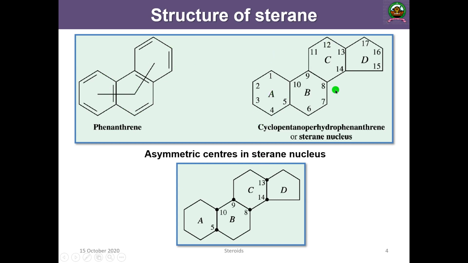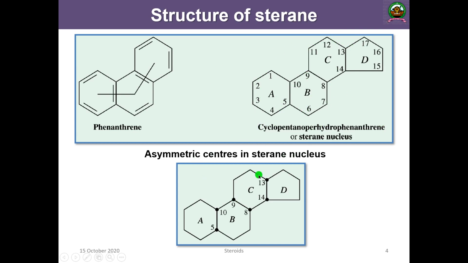In detail, it is given here: 3 six-membered rings A, B, C, and 1 cyclopentane ring, a 5-membered ring. The numbering of carbon is very interesting. It starts from here: carbon number 1, 2, 3, 4, 5. Then the next ring 6, 7, 8, 9, 10. Then the third ring 11, 12, 13, 14. Then these 3 six-membered rings are over. Then the next ring has positions 15, 16, 17. This basic ring system is known as cyclopentanoperhydrophenanthrene or sterane nucleus, as I said. In all steroid molecules, this component is very common.